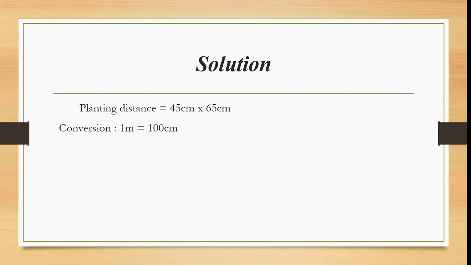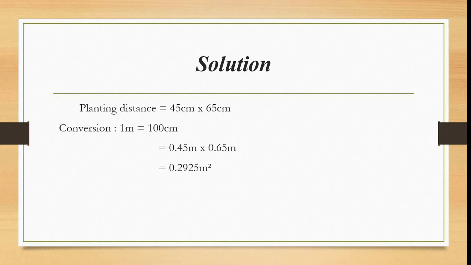Then the same applies to 65 centimeters. You're going to have 0.65 meters. So in meters, we have the planting distance to be 0.45 meters by 0.65 meters. Now the area then becomes 0.2925 meters squared. So that is the area occupied by one plant. I told you that's what's given by the planting distance.